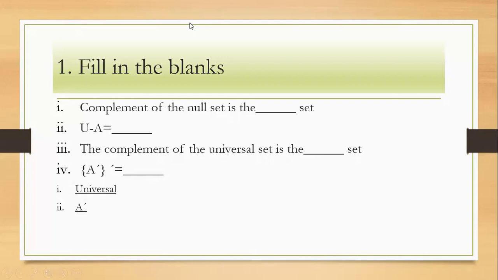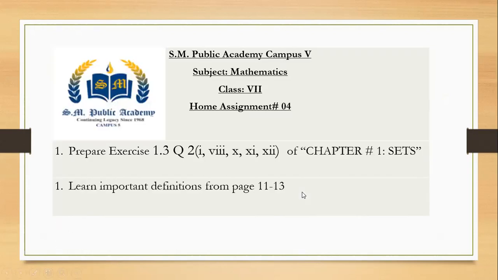Number 3 is the null set. We get the answer null set. Let's see. Very good. Excellent. Now what about the fourth one? A double dash will give you the answer. That is excellent. We get the answer A.